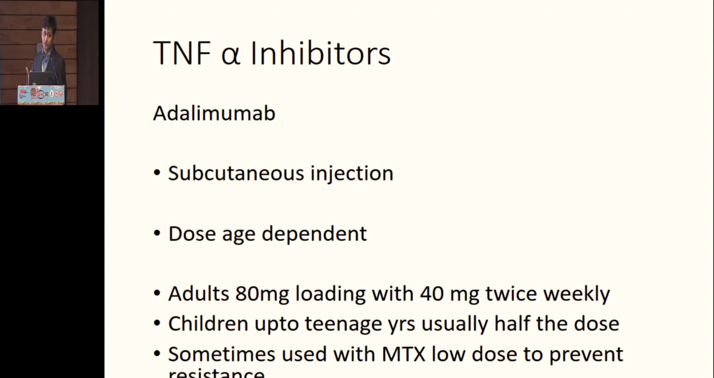If you gain adequate control, the intervals are gradually increased, and when we can increase the interval up to 3 months, that is 12 weeks, without a relapse of uveitis, we can attempt to wean the patient off that drug. It's sometimes used with low-dose methotrexate at a dose of 10 milligrams, so as to prevent resistance.